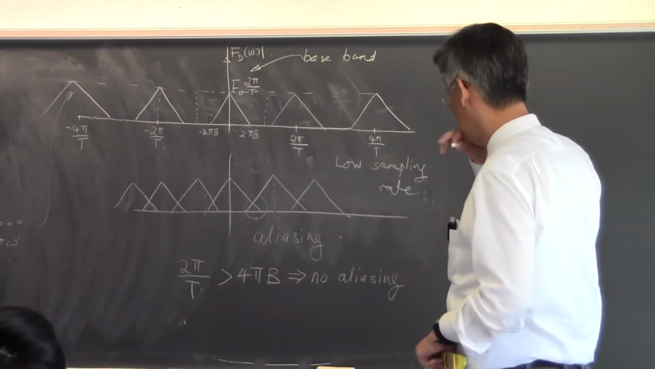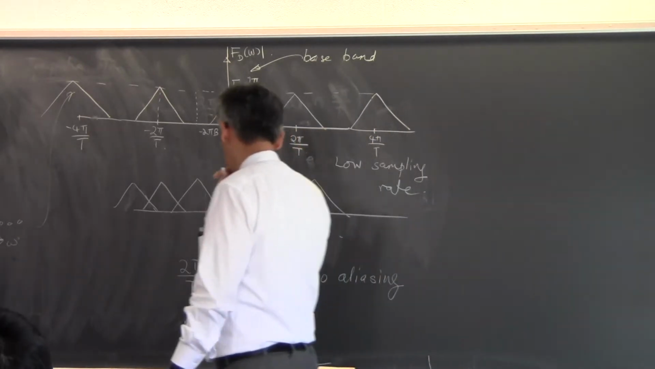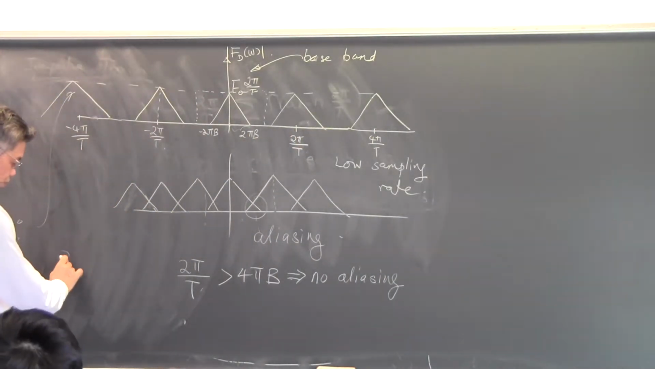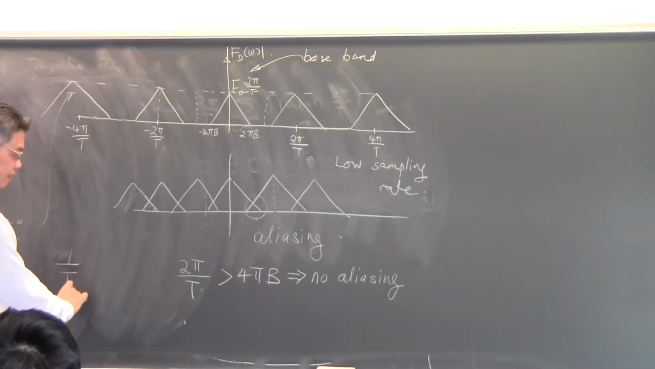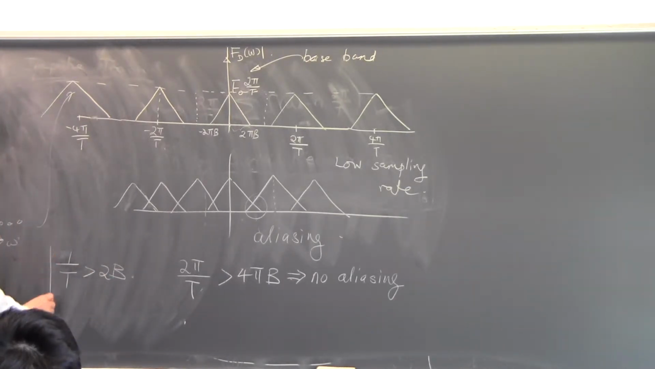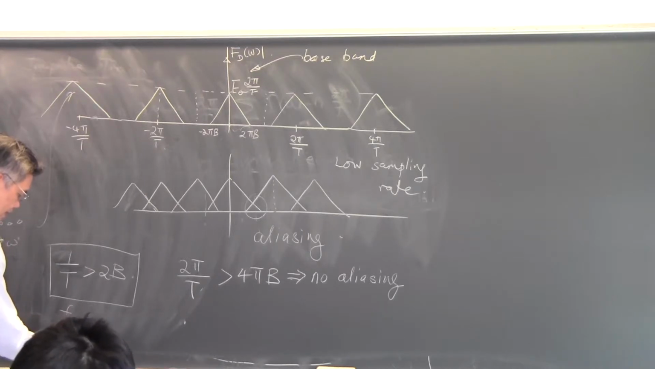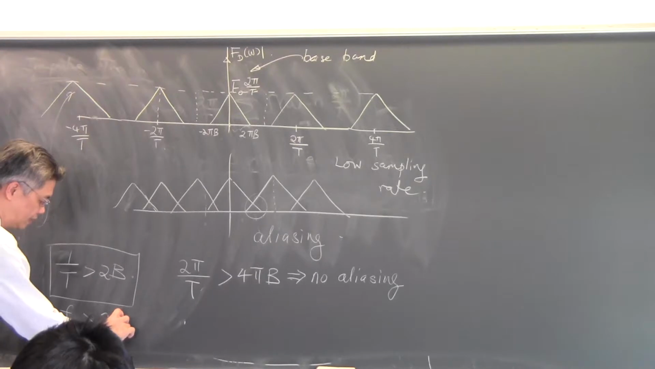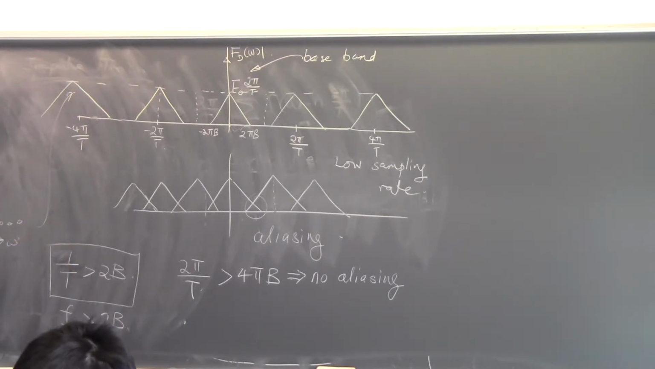So if this is satisfied, then you have the fact that 1 over T is larger than 2B. You need this kind of sampling rate. If you think of 1 over T as the sampling rate, or the frequency of sampling, it must be twice the highest frequency you have in the original signal.